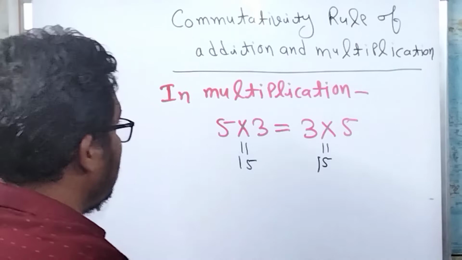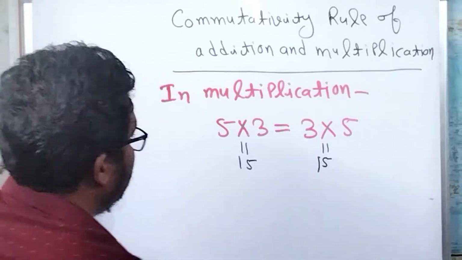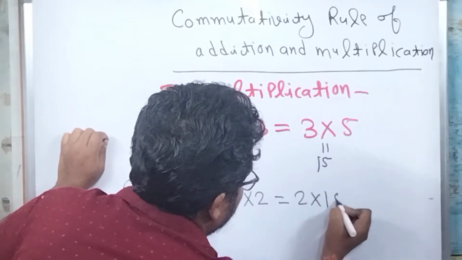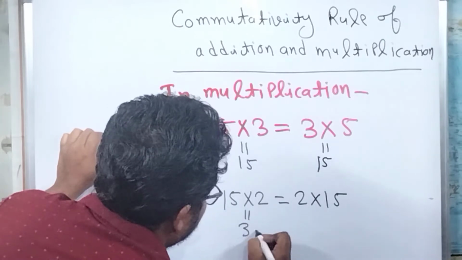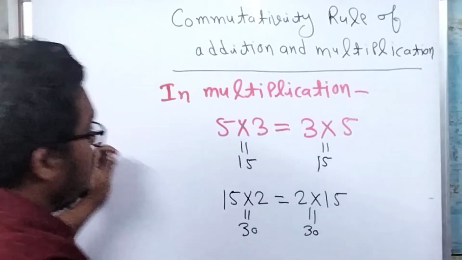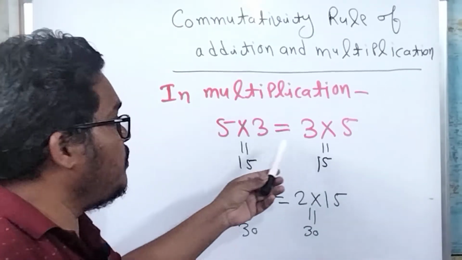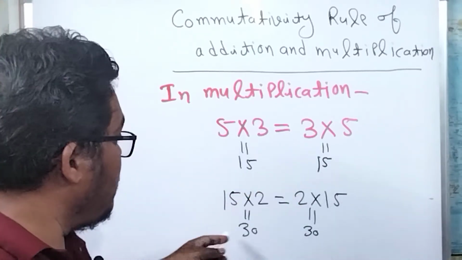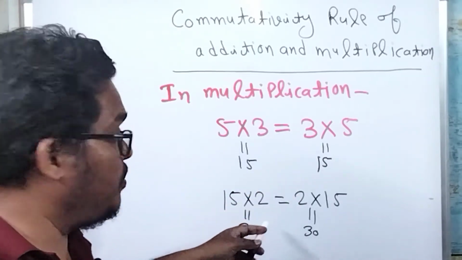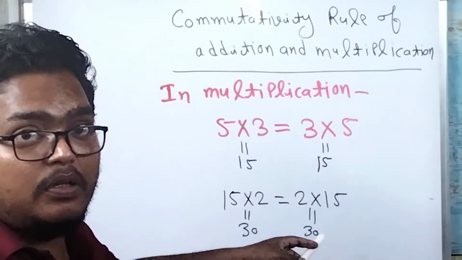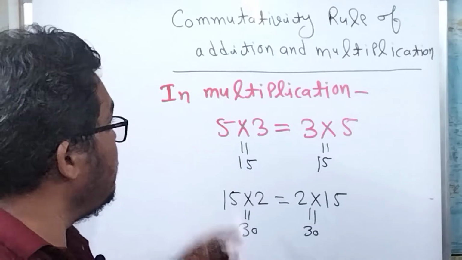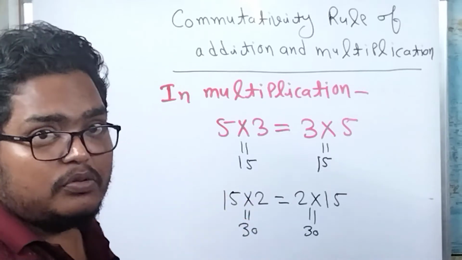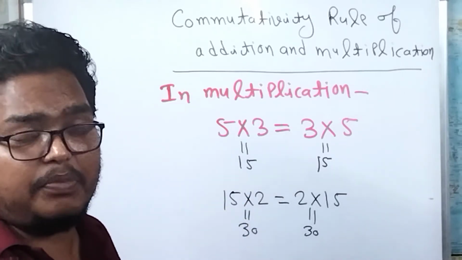Friends, we see another example of multiplication. 15 into 2 is equal to 2 into 15. This value is 30, and this value is 30. Both values are equal, so here the commutativity of multiplication is followed.